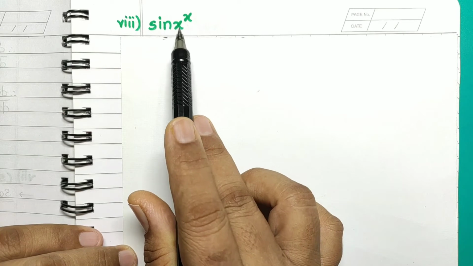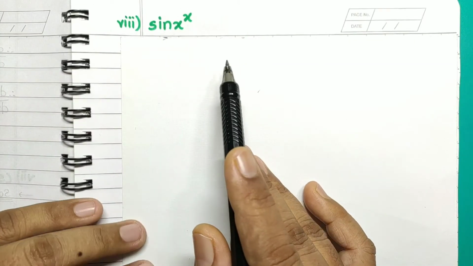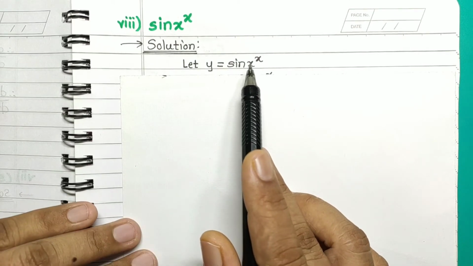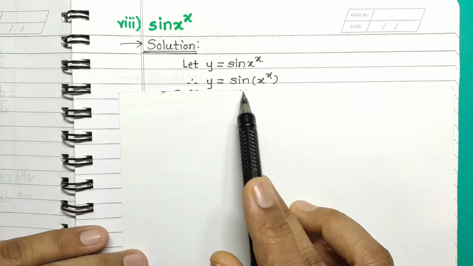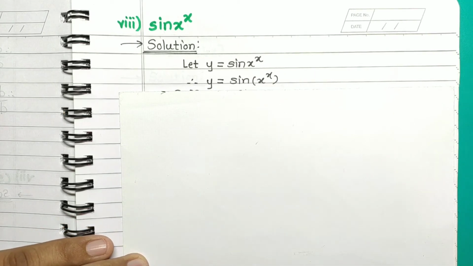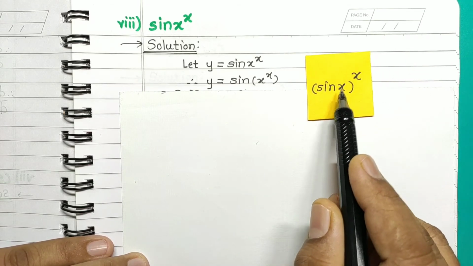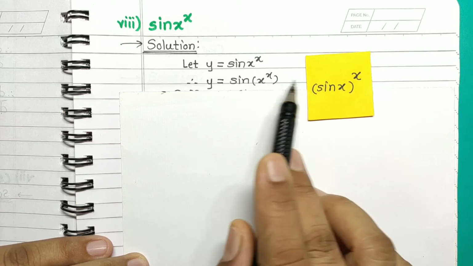Students, then the next function is sin of x raised to x. So we have to find out its derivative. In the solution, you write down the given function, let it be function y. We can write it as sin of x raised to x. Now students, you note here the difference between these two functions. See, the derivative of this function, we have just evaluated that. See, compare these two functions.